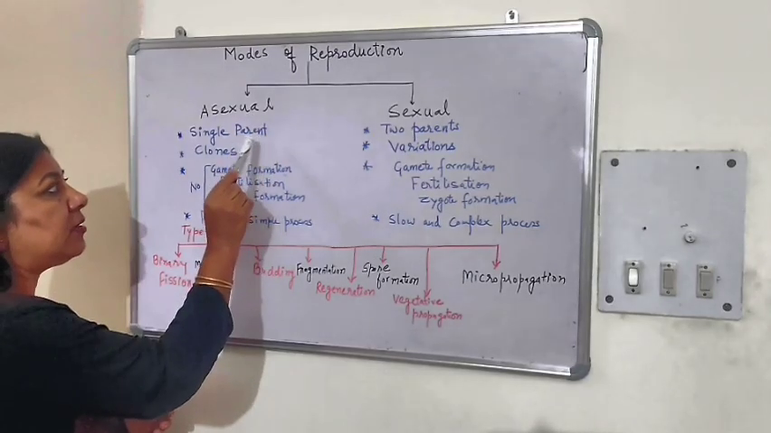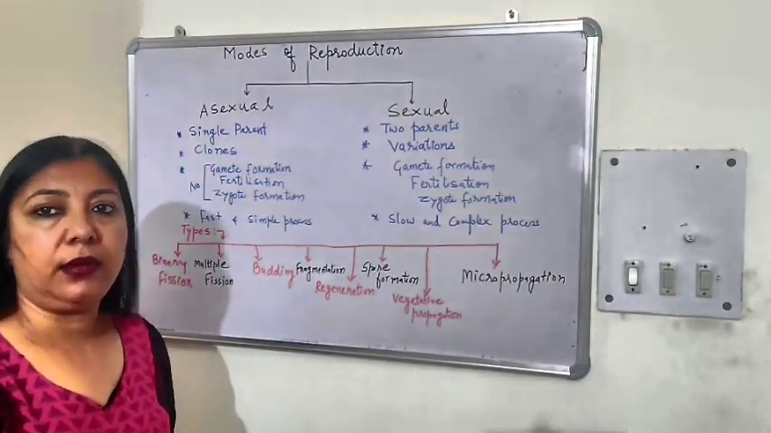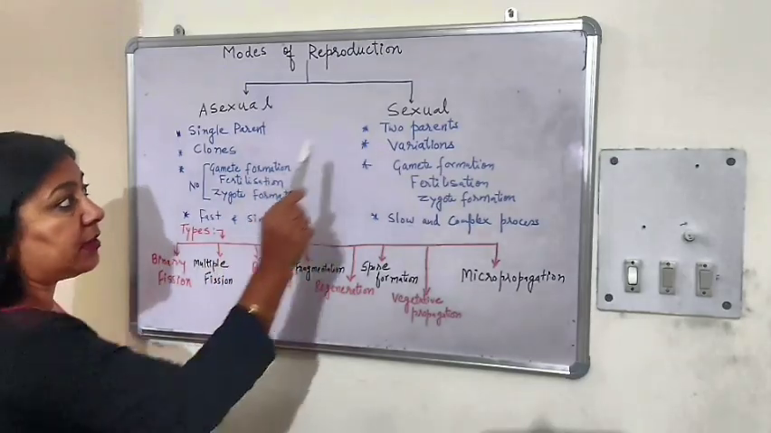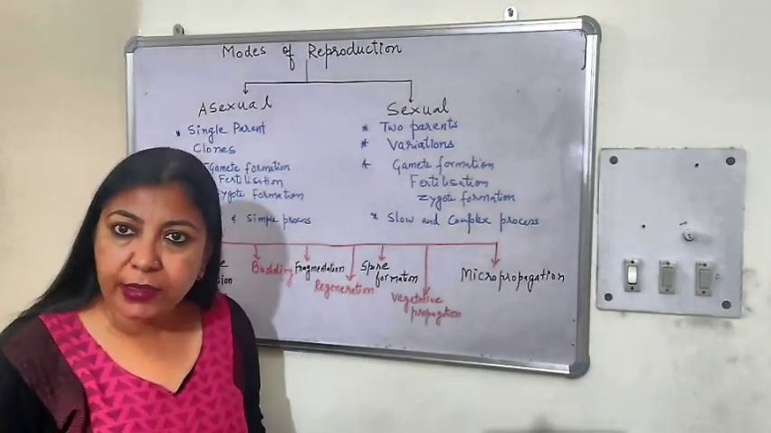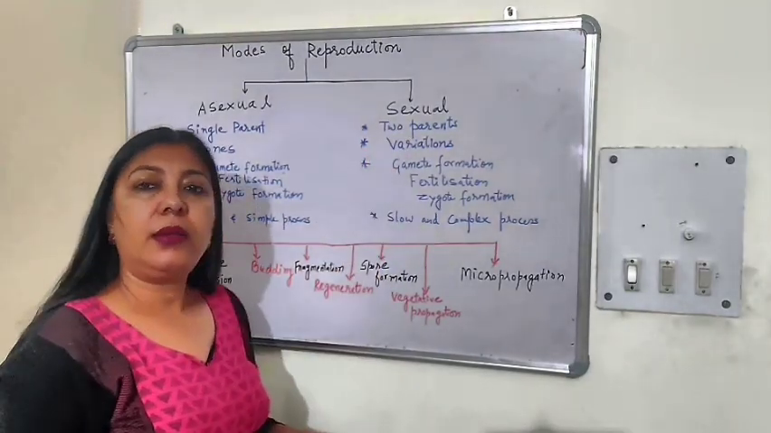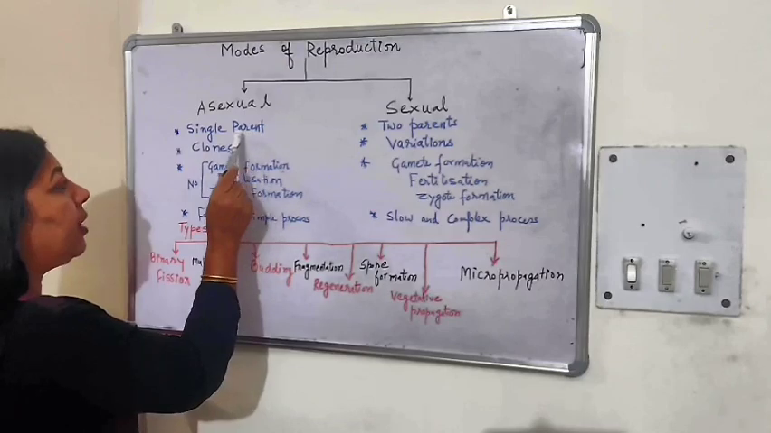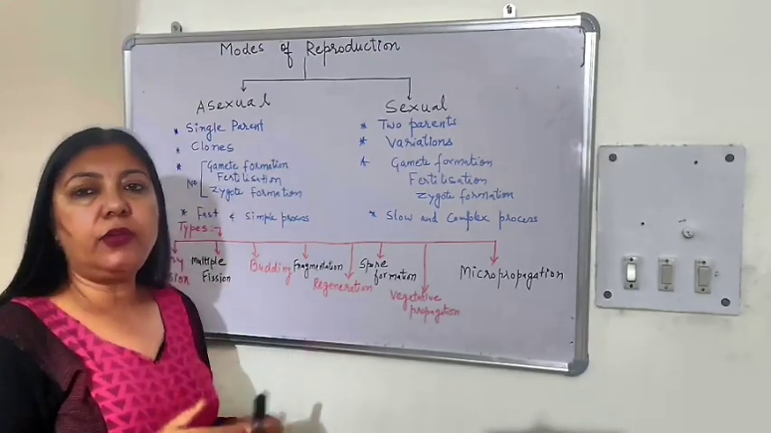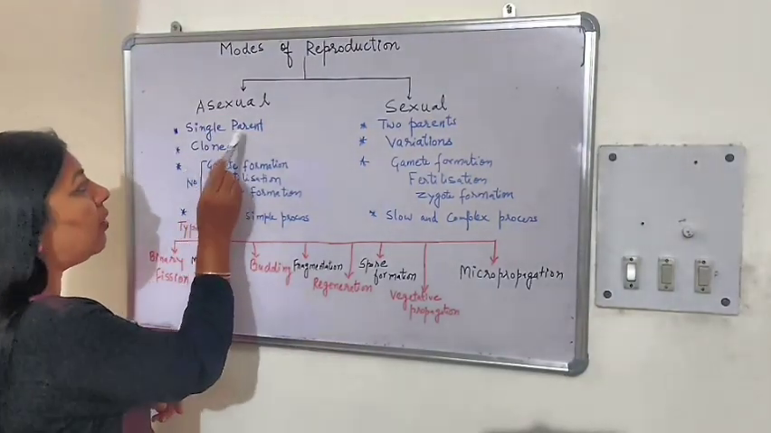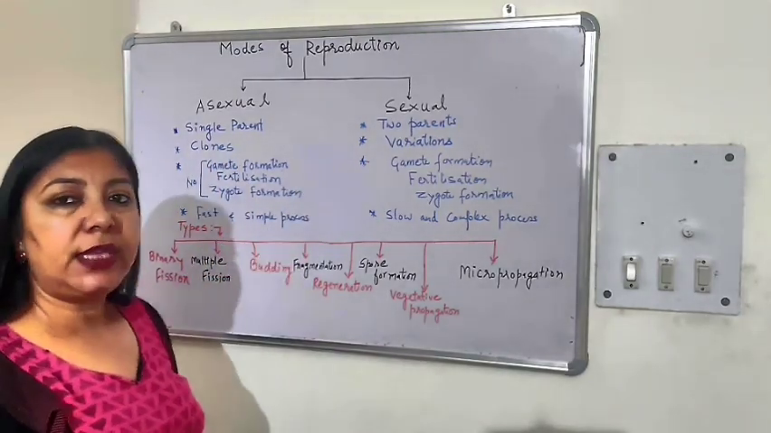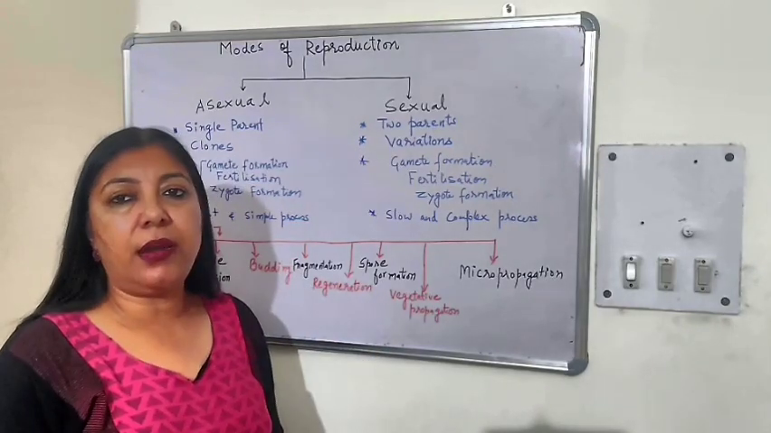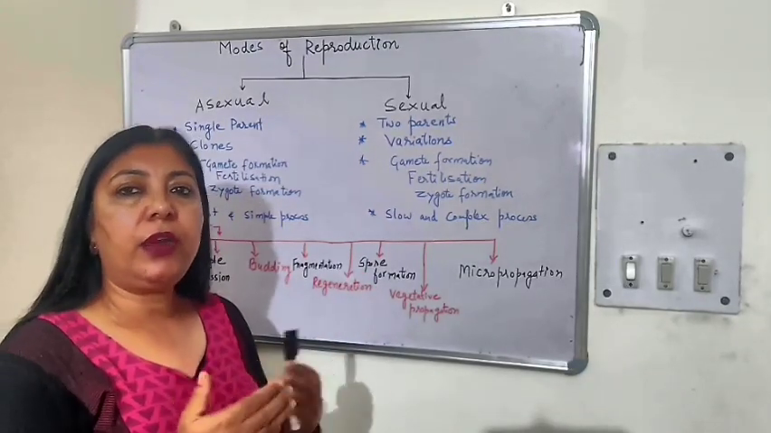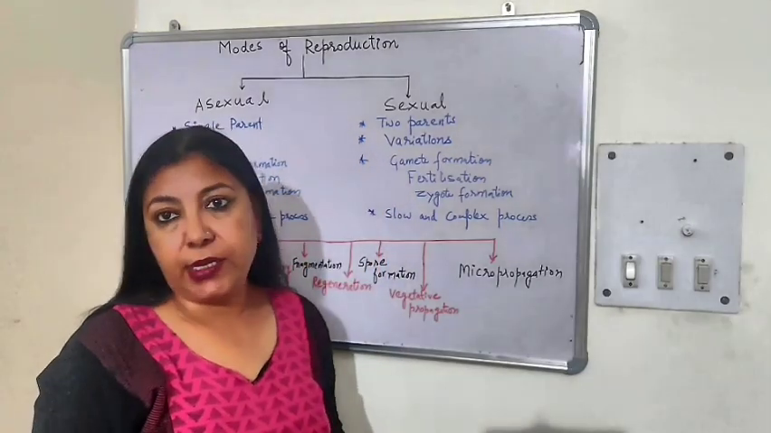Asexual mode of reproduction is called monoparental, which means it involves only a single parent. Whereas the sexual mode of reproduction is biparental, where two parents are involved. Because there is a single parent in asexual reproduction, all the new organisms produced are similar to their parent and are called clones of their parent. Whereas in sexual reproduction, because two individuals are involved, the new organisms produced are recombinants of their parents. So they show variations.